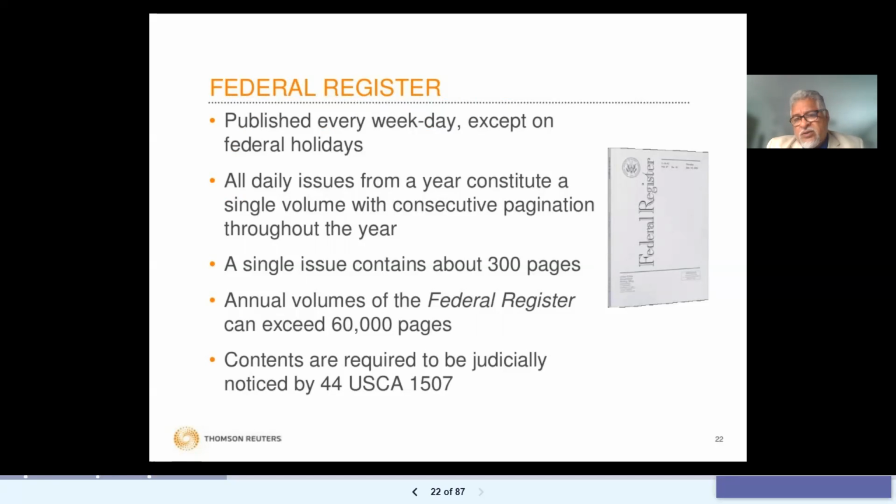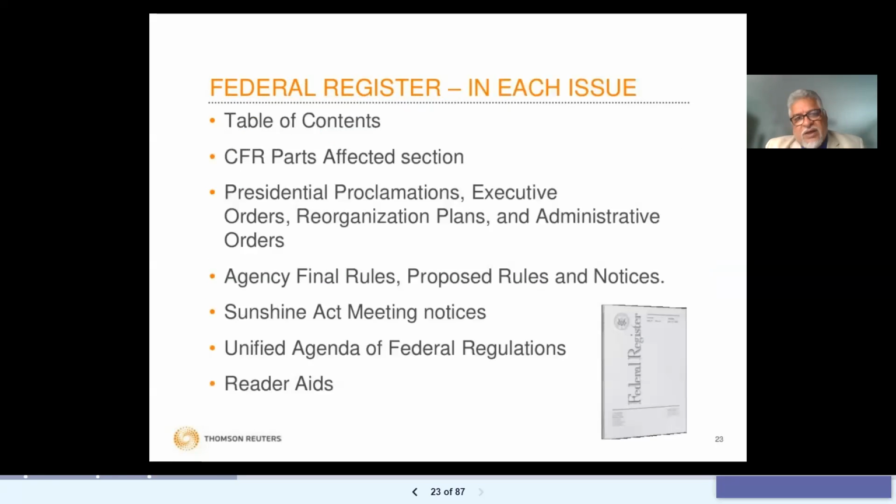Annual volumes of the Federal Register can exceed 60,000 pages worth of legislation or regulations, and the contents are required to be judicially noticed by the United States Code, Title 44, Section 1507.